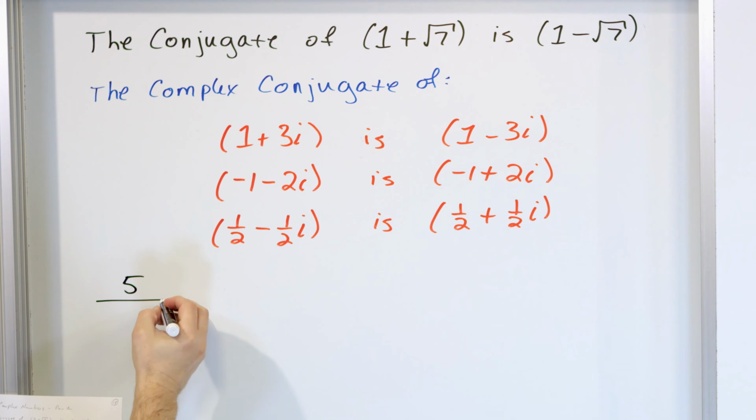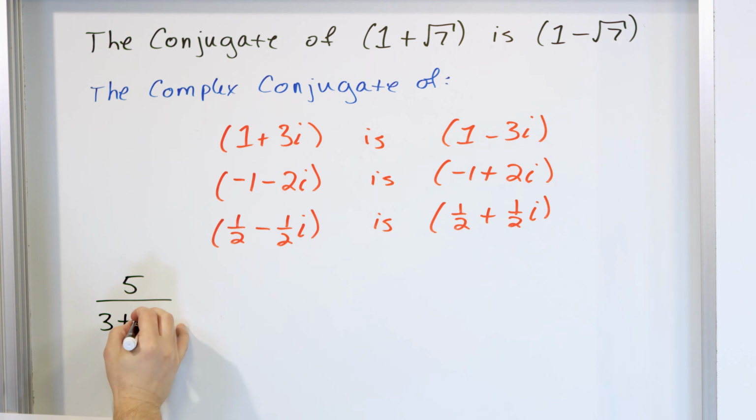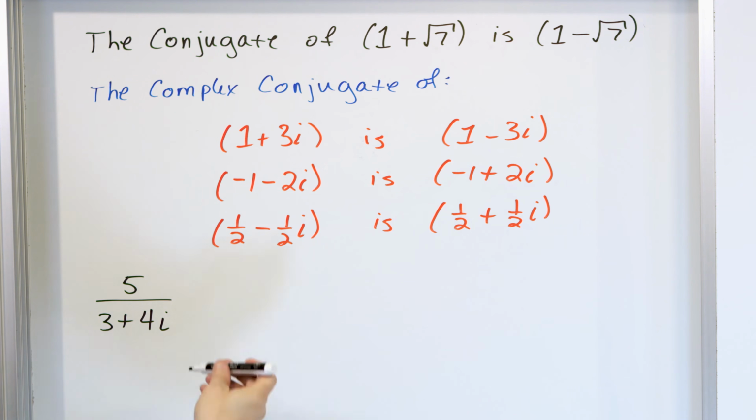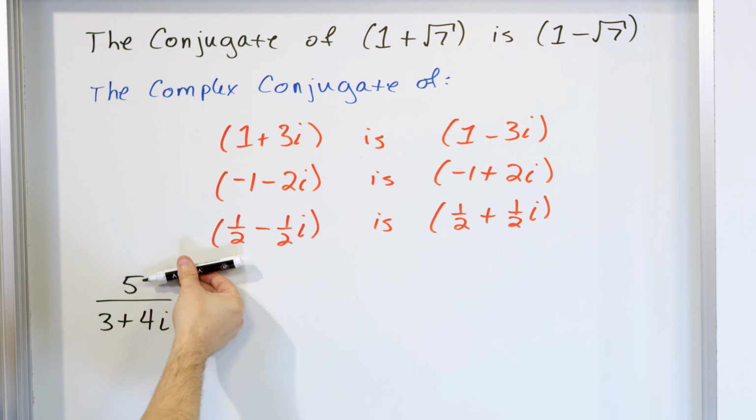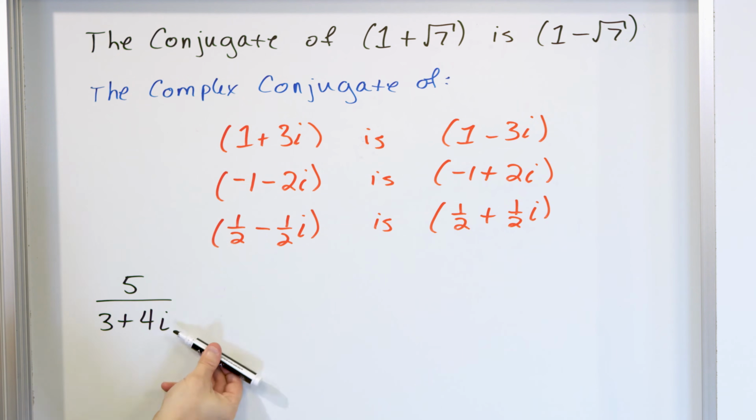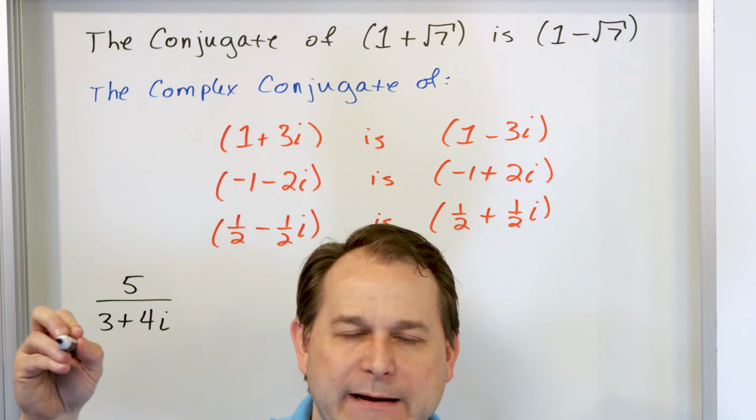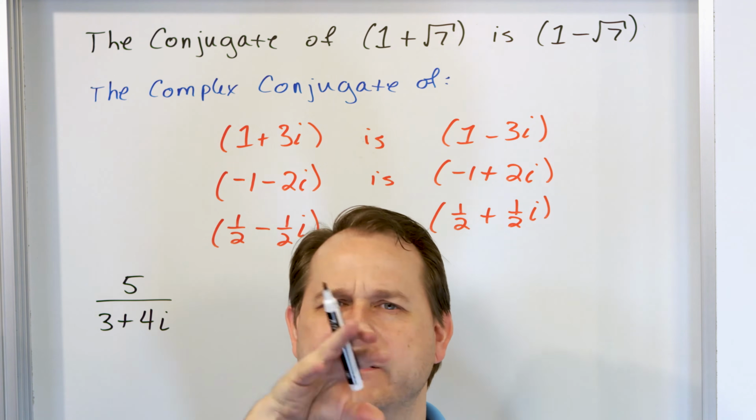So for instance, 5 over 3 plus 4i. This is a division going on with a complex number. This is a complex number. Of course, it's just got a real part of 5 and an imaginary part on the top here of 0. But it's still complex, right? And you're dividing it by a complex number with a real and an imaginary part. How do you actually do that division? Do we write a division symbol, like in basic math, and start trying to divide it?